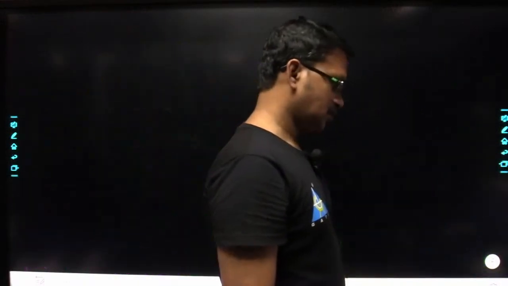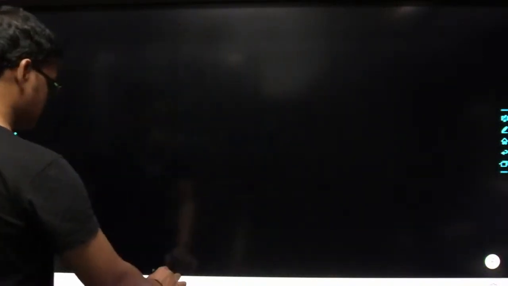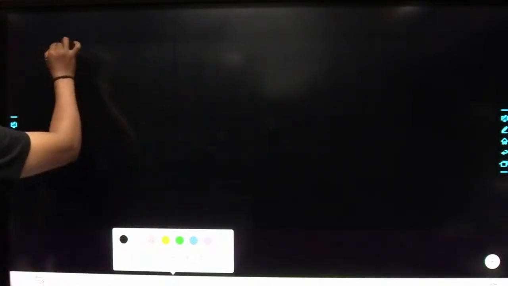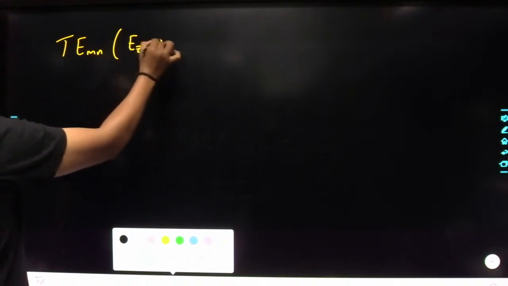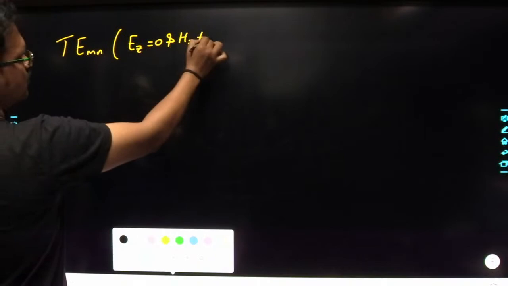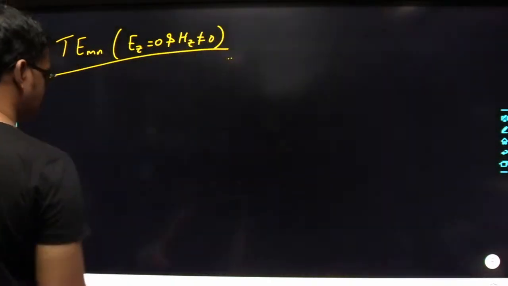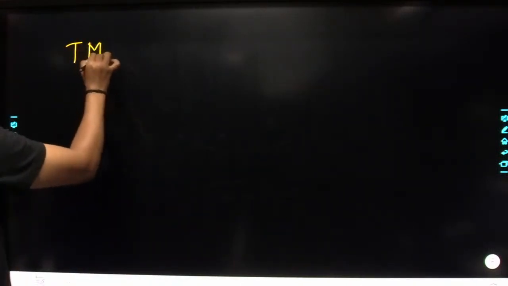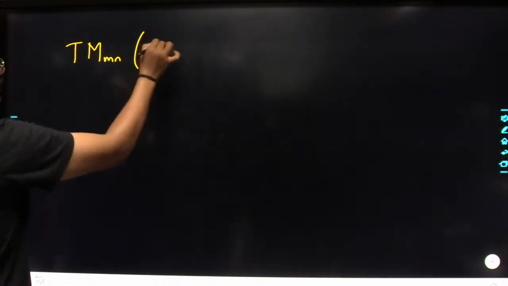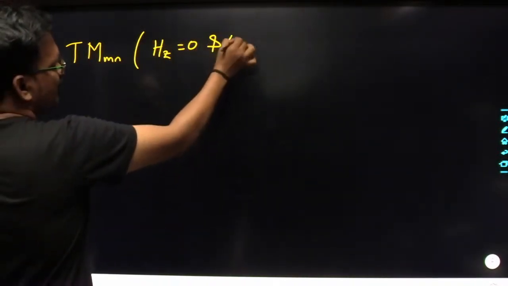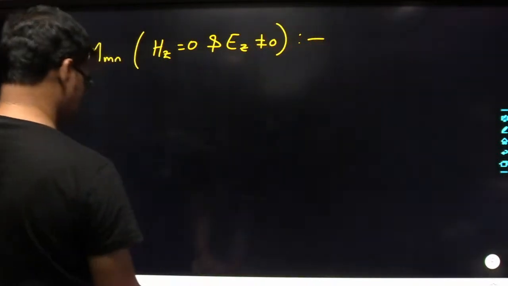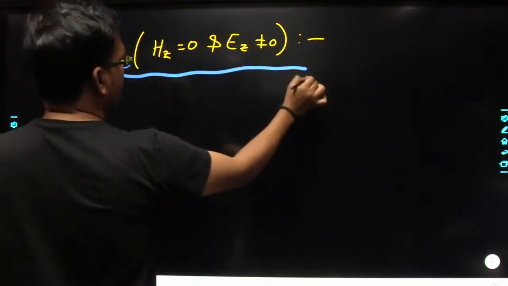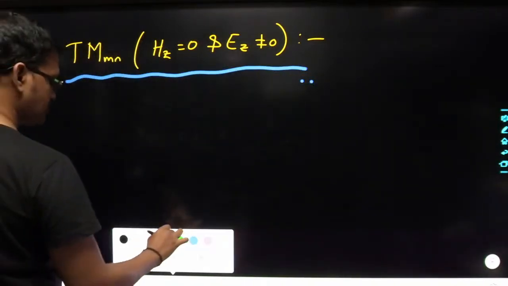So we have seen what modes are possible in TE mode, and we have studied this TE mode. Similarly, we can do the same analysis for TM mode. So TM MN: what is the condition? Hz is equal to 0, whereas Ez is not equal to 0. We have already derived the expression for Ez.